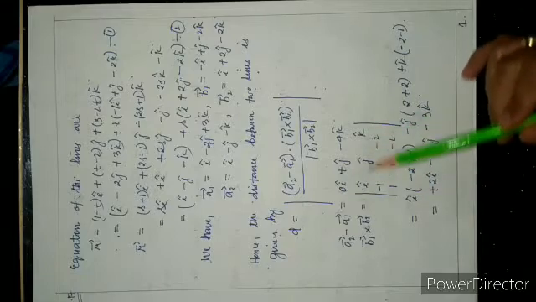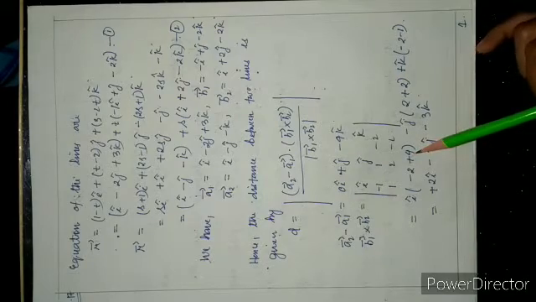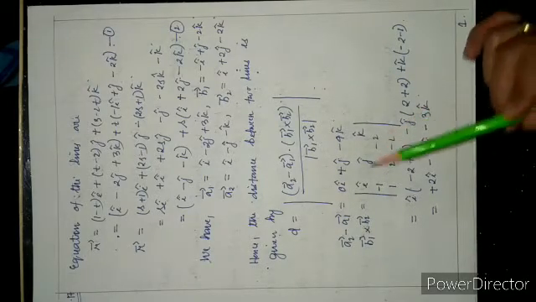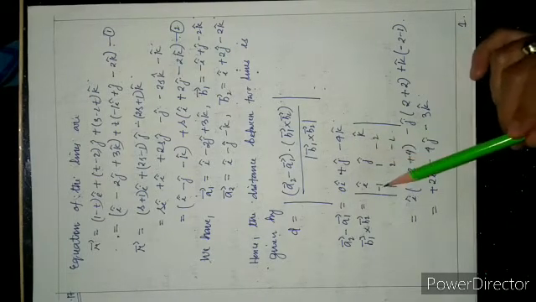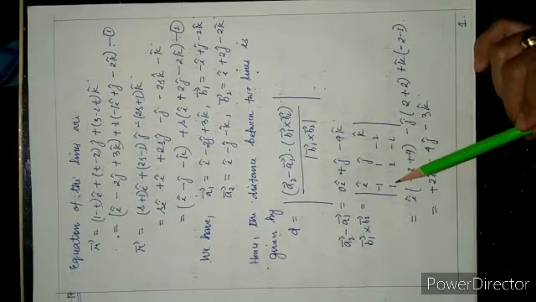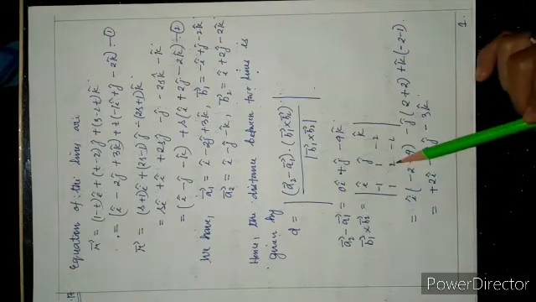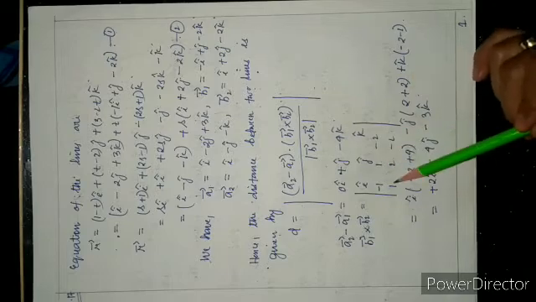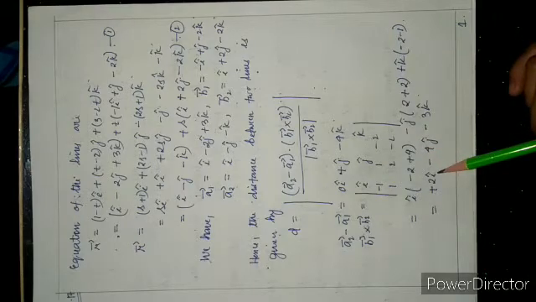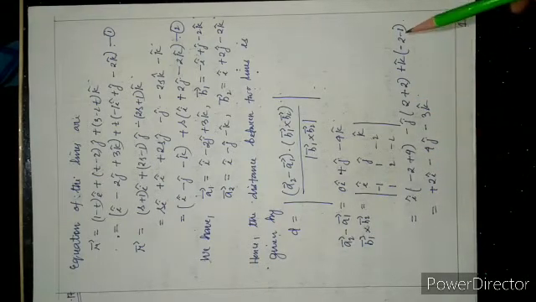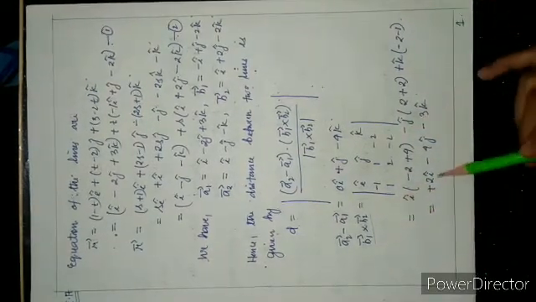i cap times (1 into minus 2 minus minus 2 into 2), minus j cap times the determinant obtained by deleting the first row and second column, (minus 1 into minus 2 minus minus 1 into 1... minus 2), plus k cap times the determinant for the first row, third column, (minus 1 into 2 minus 1 into 1). Expanding, minus 2 plus 4 gives 2 i cap, 2 minus 4... j cap, and minus 2 minus 1 is minus 3 k cap. Now b1 cross b2 is obtained as a vector.